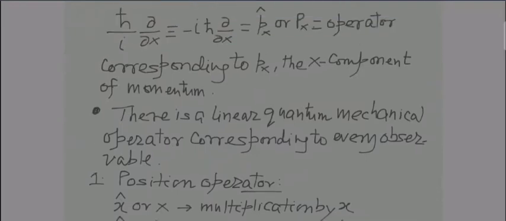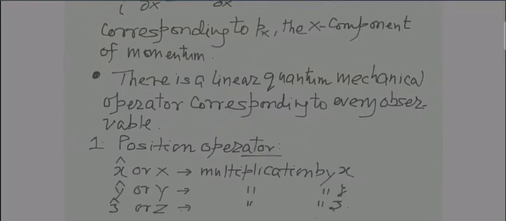So let's start from here. Up to here we had learned, in the previous classes, the x component of momentum, px. Now we will start from here: there is a linear quantum mechanical operator corresponding to every observable. Now what does this mean?